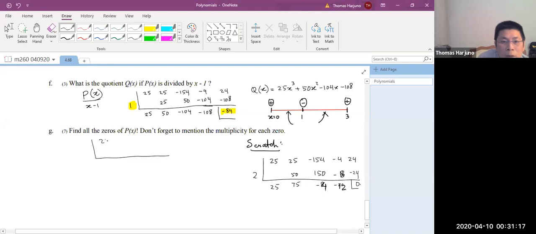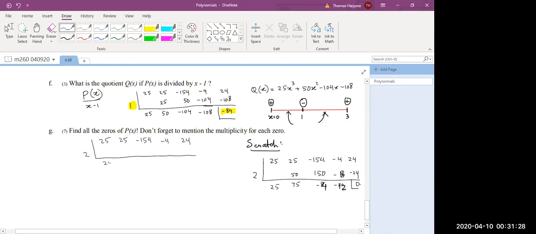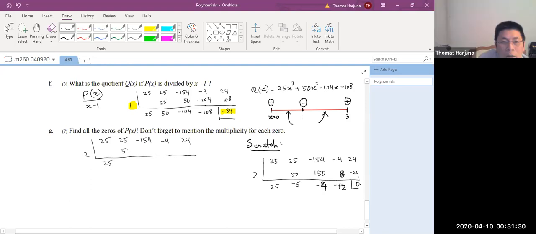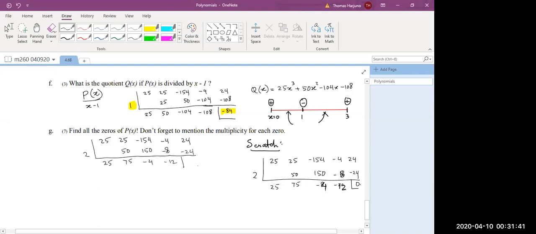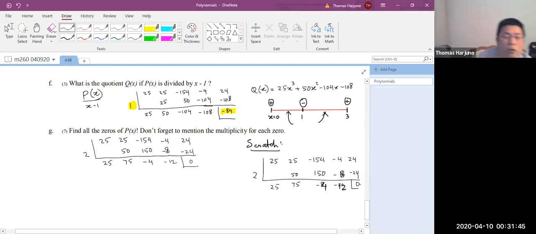That's 25, 25, -154, -4, 24. That's 25, 50, 75, 150, -4, -8, -12, -24, 0. Okay, we reduced that to the degree of 3 right now. Let's try to find one more.